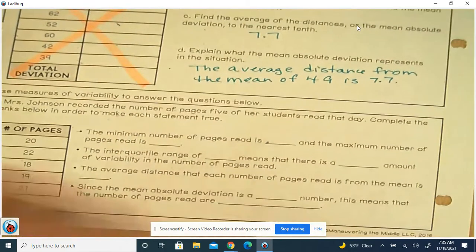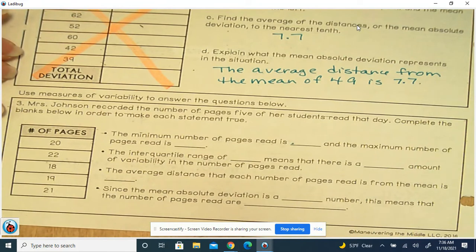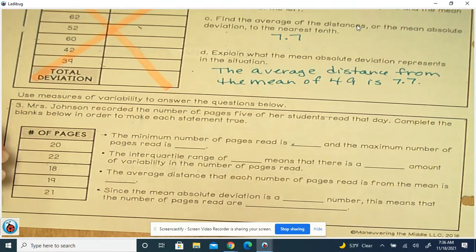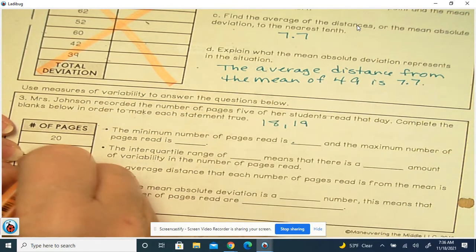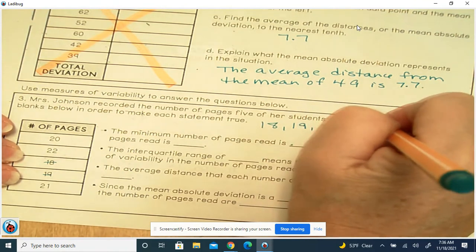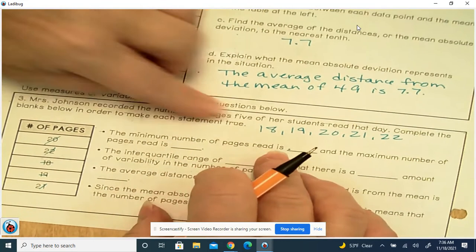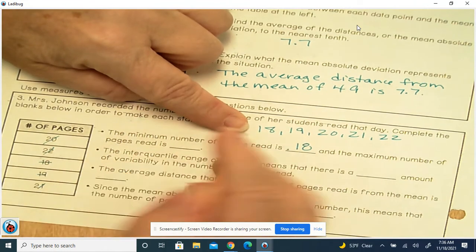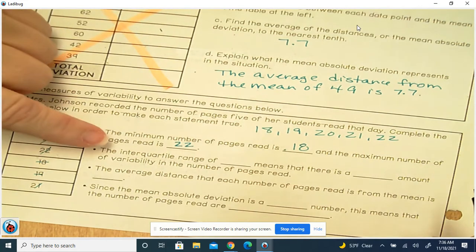All right, and then down here to the bottom, number 3. Mrs. Johnson recorded the number of pages 5 of her students read that day. Complete the blanks below in order to make each statement true. So first, we got to put them in order from least to greatest. So we've got 18, 19, 20, 21, and 22. All right, the minimum number of pages read is 18, and the maximum number of pages read is 22.